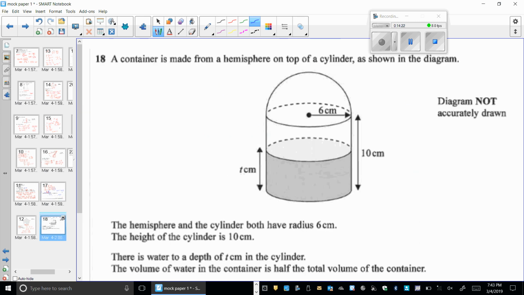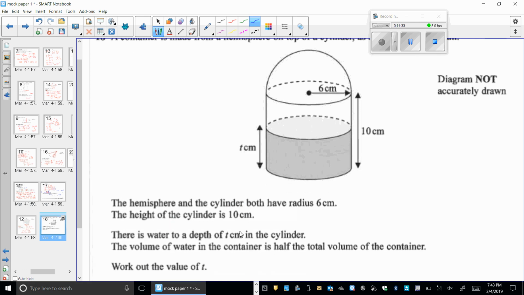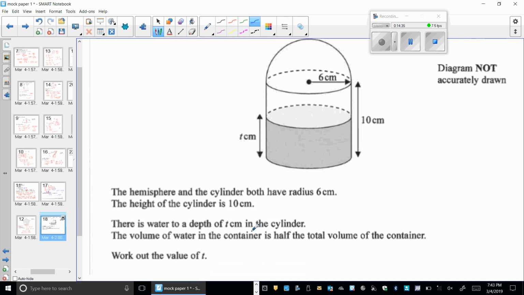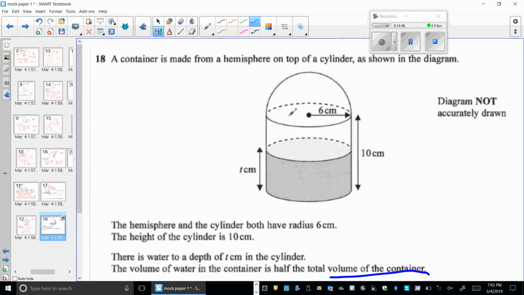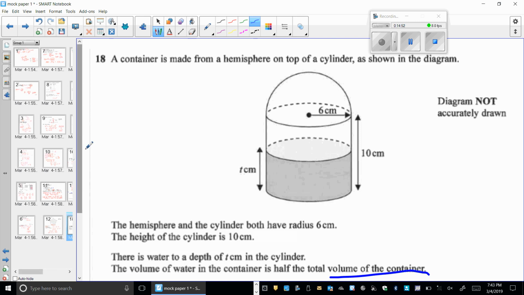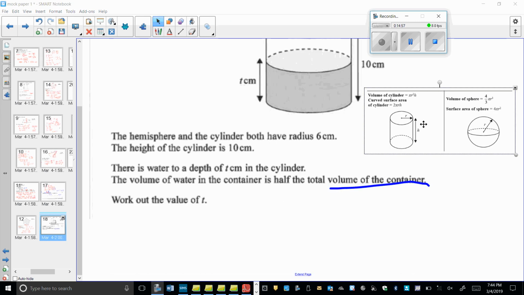Let's see. All right, so we've got a hemisphere on top of a cylinder. The height of the cylinder is 10. The water depth is T; work out the value of T. The volume of the water in the container is half the total volume of the container. So we need to find the total volume of the container, a cylinder plus a hemisphere. I didn't put the formula sheet on here, so from the formula sheet at the front, I've snipped both of these two bits of information.